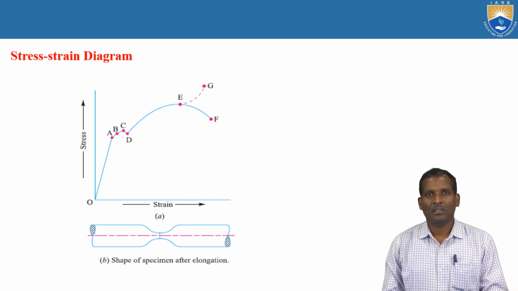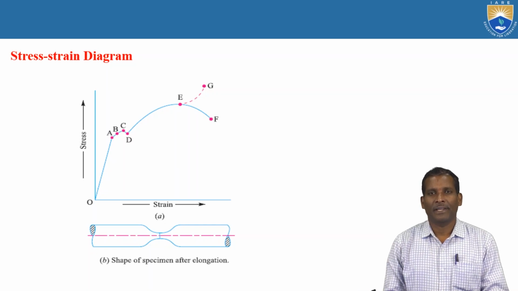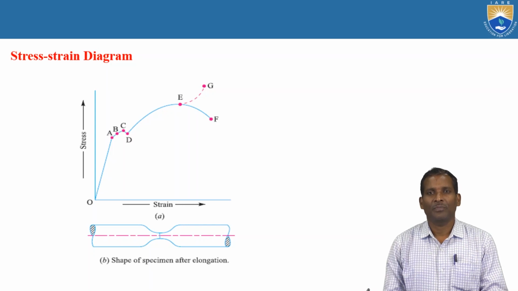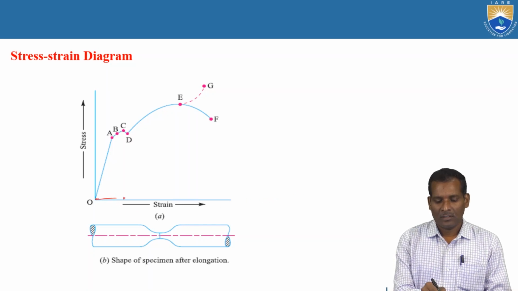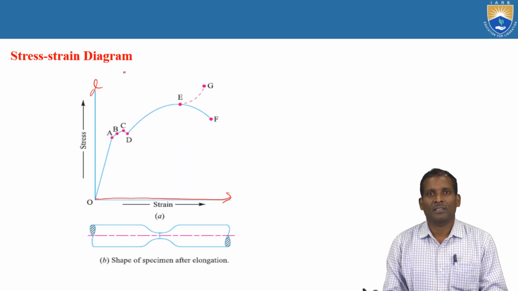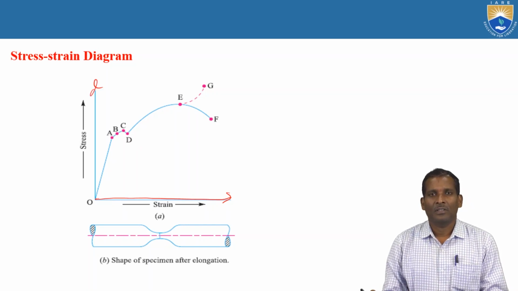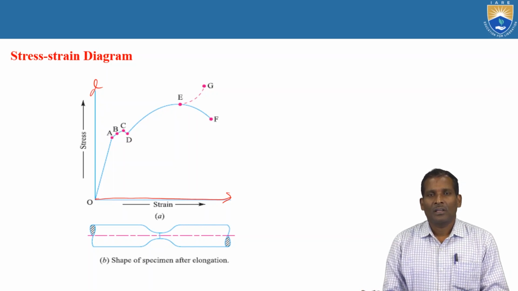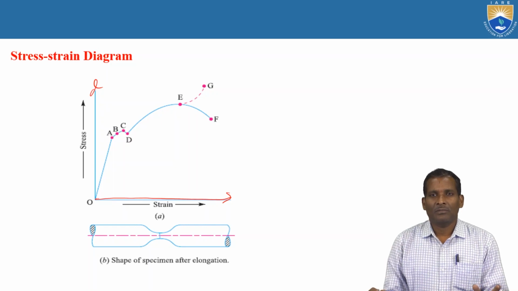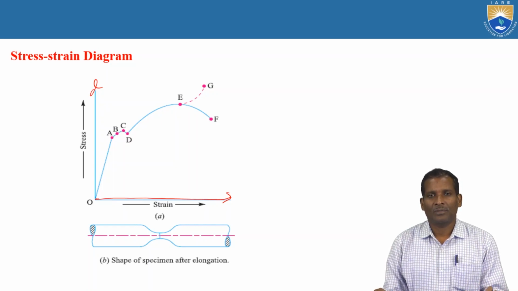So this is called the stress strain diagram. The stress versus strain diagram is drawn with strain on the x-axis, and stress values are noted on the y-axis. So it is drawn between the stress and strain. This diagram is drawn from the results obtained from the tensile test.